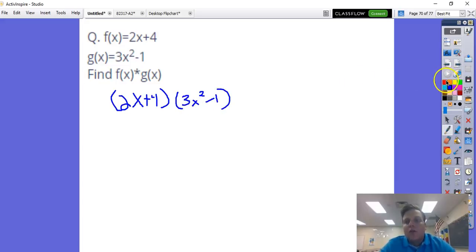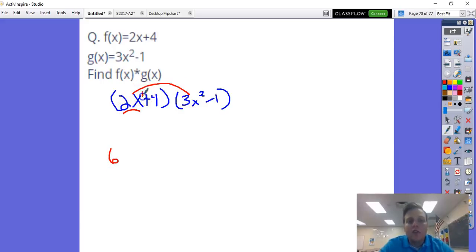Alright, so first we're going to do the same thing we did. Everything from this parentheses needs to multiply to everything in this parentheses. That means this 2x needs to multiply to both of these things. So I just start off doing that. I do first to first. So 2x times 3x squared. Well, the numbers multiply the same, so 2 times 3 is 6.